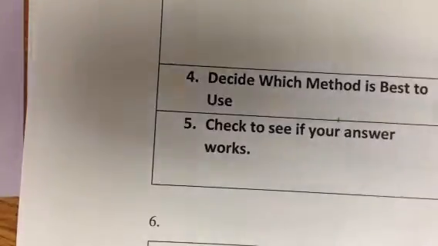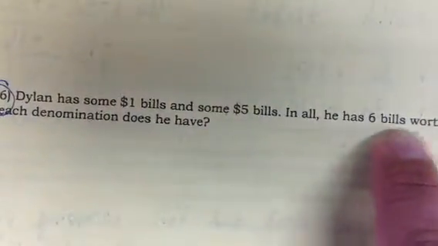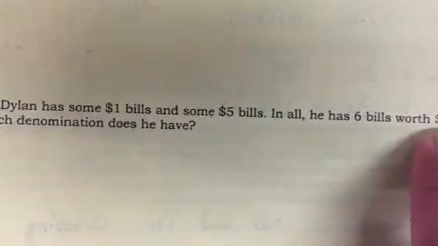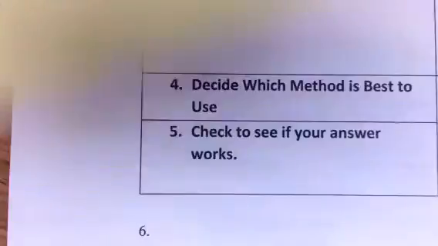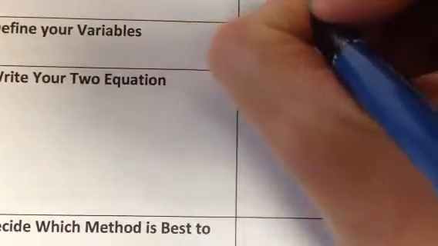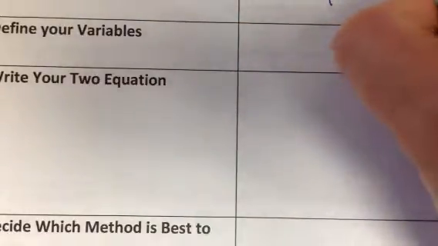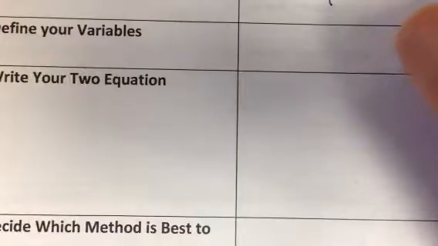So Dylan has some $1 bills and some $5 bills, and he has 6 bills worth $22. So how many bills of each denomination does he have? So when I did number 6, and I was thinking of the purpose, I want to know how many $1 bills does he have and $5 bills.